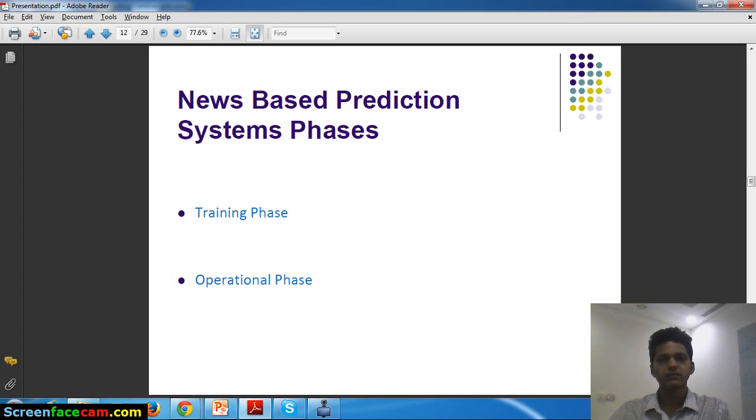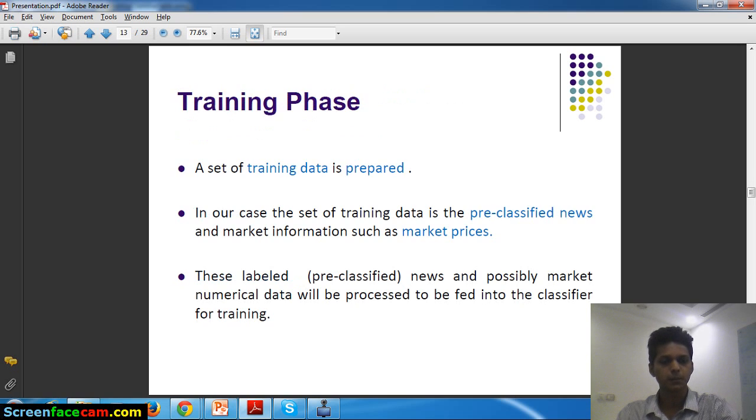Okay, next we have news-based prediction system phases. Basically there are two phases for a news-based prediction system. These are the training phase and the operational phase. To begin with, there will always be a training phase before an operational phase. The training phase is something like a testing phase, and the operational phase is something like the actual development or the production phase. So we will talk about the training phase to begin with.